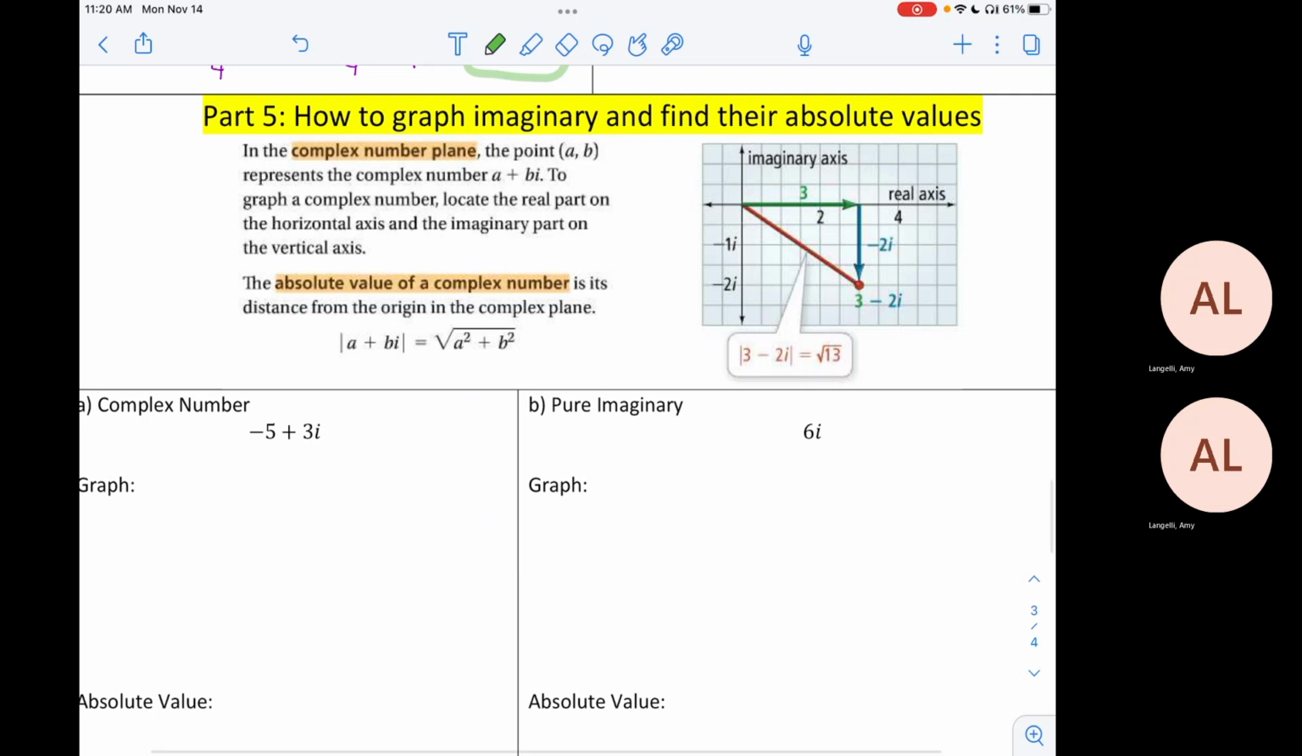Okay. Part 5. How do you graph them and how do you find their absolute values? Well, I can say whatever I want. Okay.